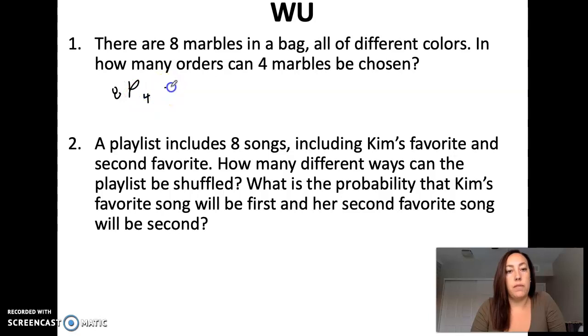So it's just 8 pick 4, and you can use the formula or you can use your calculator, but that is 1,680 different orders that we can choose for marbles.